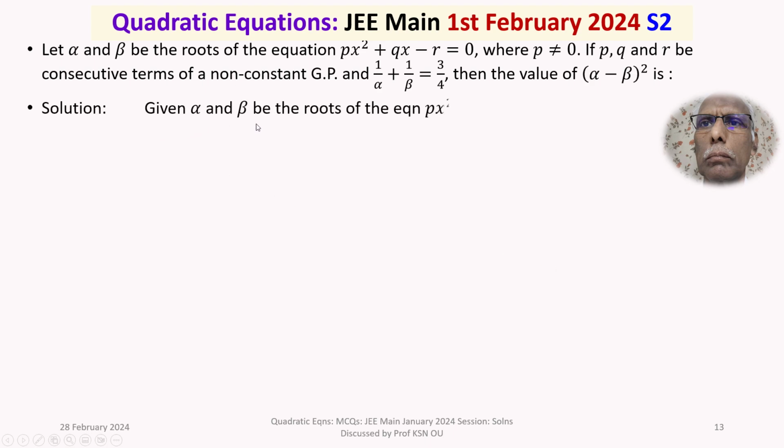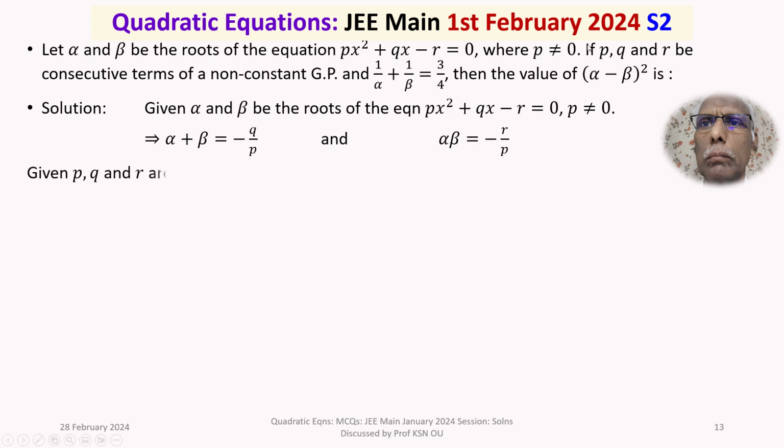We are given alpha and beta are the roots of this quadratic equation. We can write down the sum of the roots: alpha plus beta is equal to minus the coefficient of x, that is q, by the coefficient of x square, p. And alpha beta, the product of the roots, is equal to the constant term, that is minus r, by the coefficient of x square, that is p. Agreed. We will use the other condition.